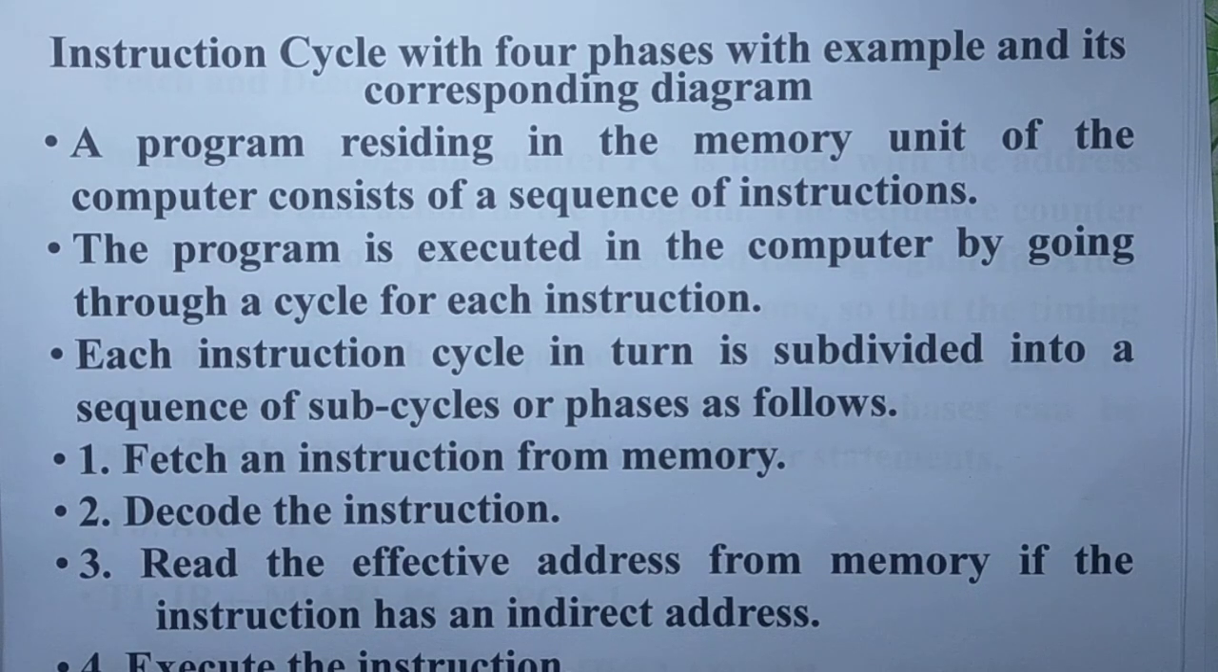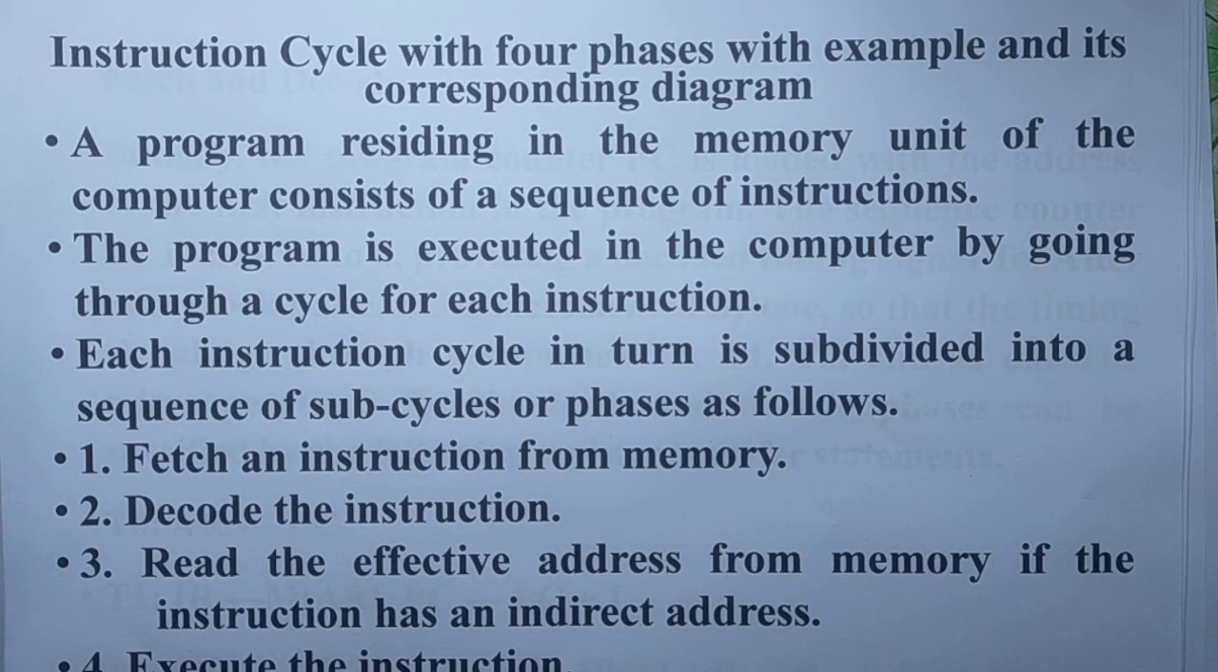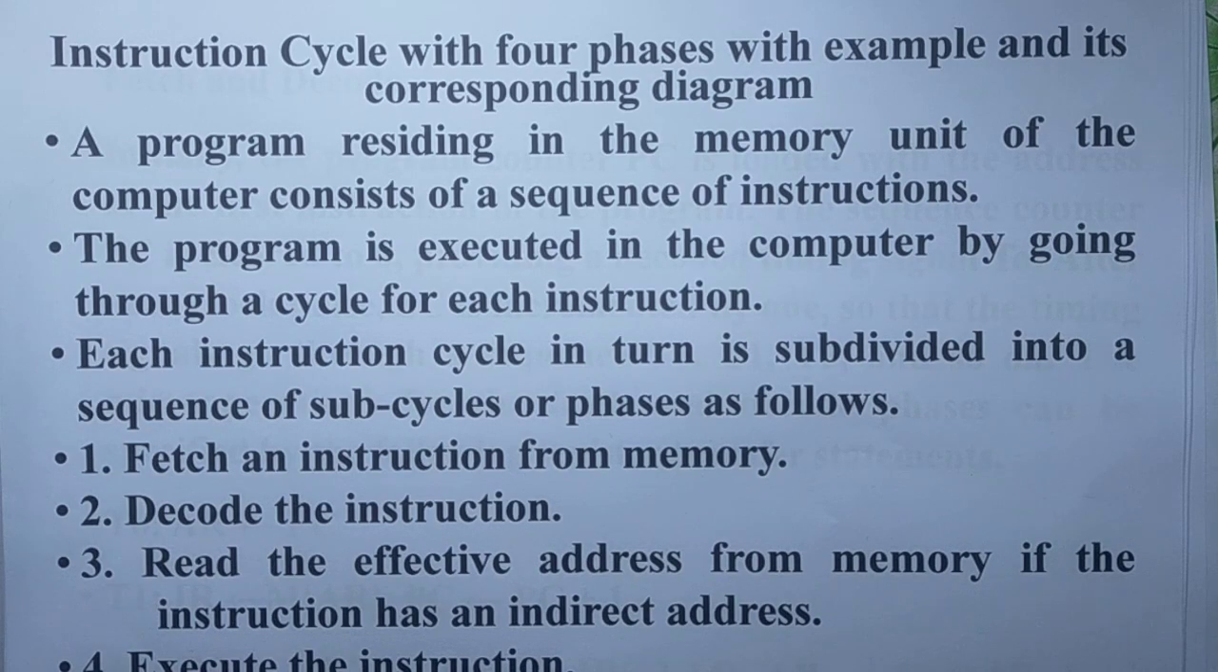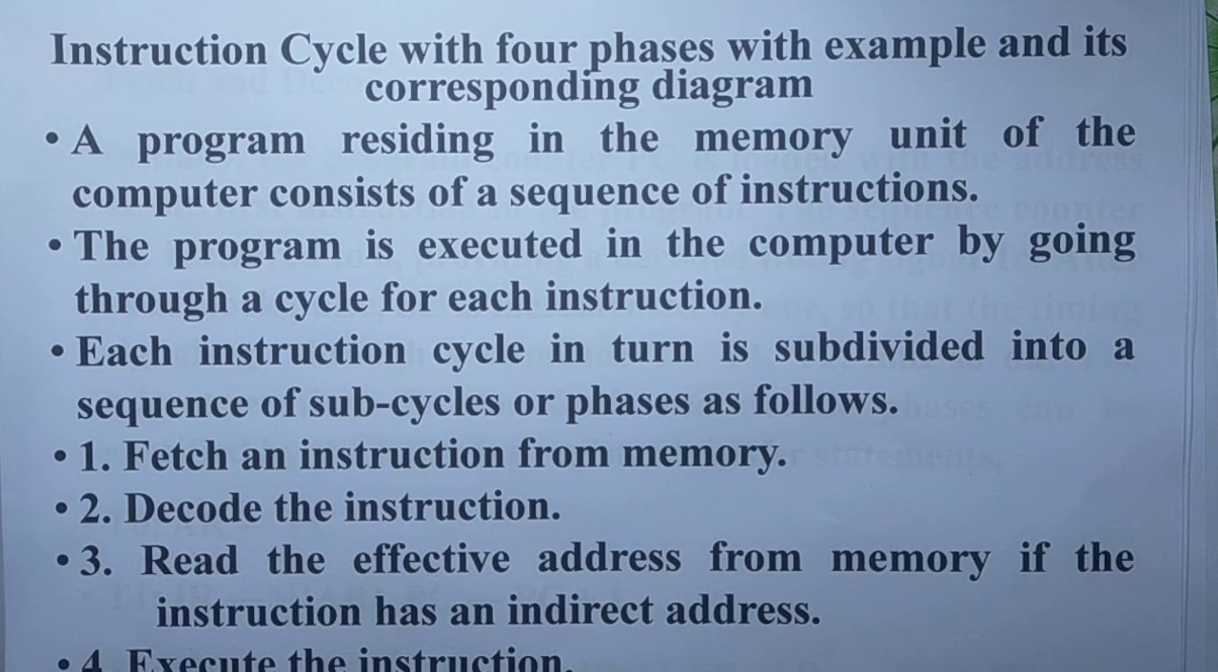So we have to read, in different time slots, the effective address of the operand from memory if the instruction has an indirect address. How to know that it is an indirect address? There is some part for that, which I will discuss later. And after everything is okay, we execute that instruction. This is the basic concept of the phases.